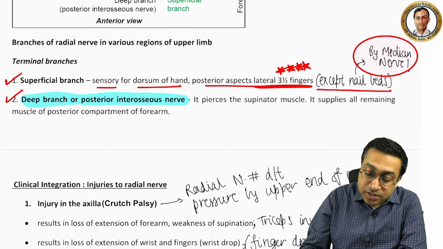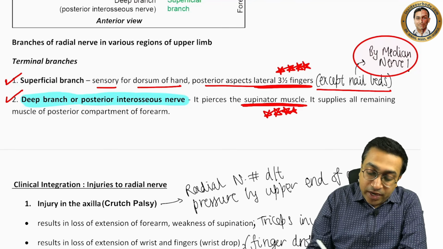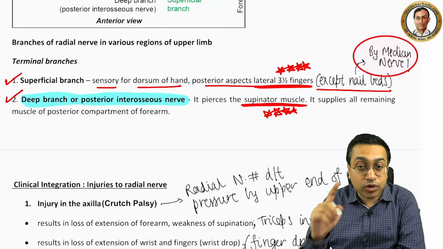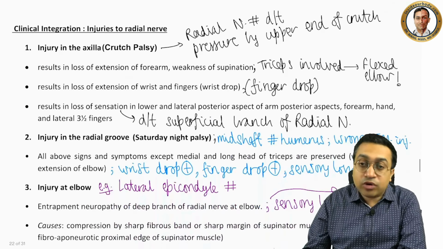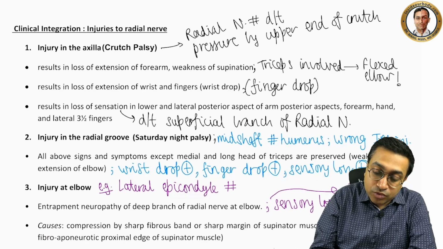Now deep branch, very important, it pierces the supinator muscle. We will see that in a while again, and it supplies all the remaining muscles of the posterior compartment of the forearm. Now we talk about the important point, that is the injuries to the radial nerve, which is most commonly asked in the examinations. Clinical integration.